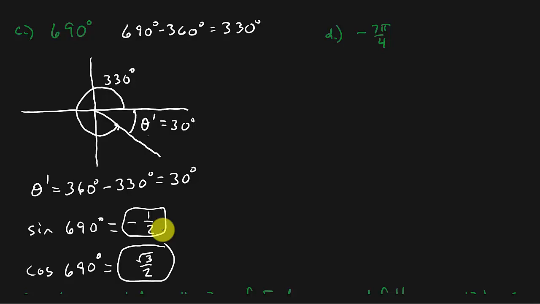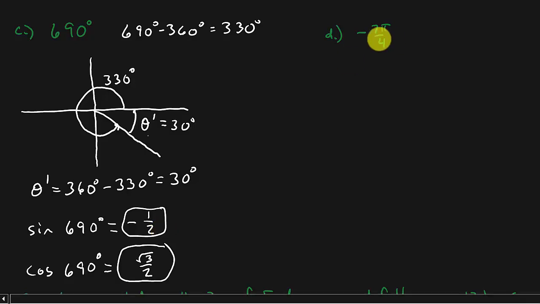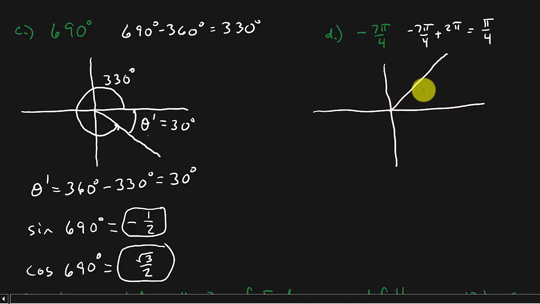All right, let's do this one. Negative 7 pi over 4. So first, let's get it back between 0 and 360. Negative 7 pi over 4 plus 2 pi is equal to pi over 4. Well, that's going to be easy, isn't it? Pi over 4 is in the first quadrant. Okay, there's pi over 4.